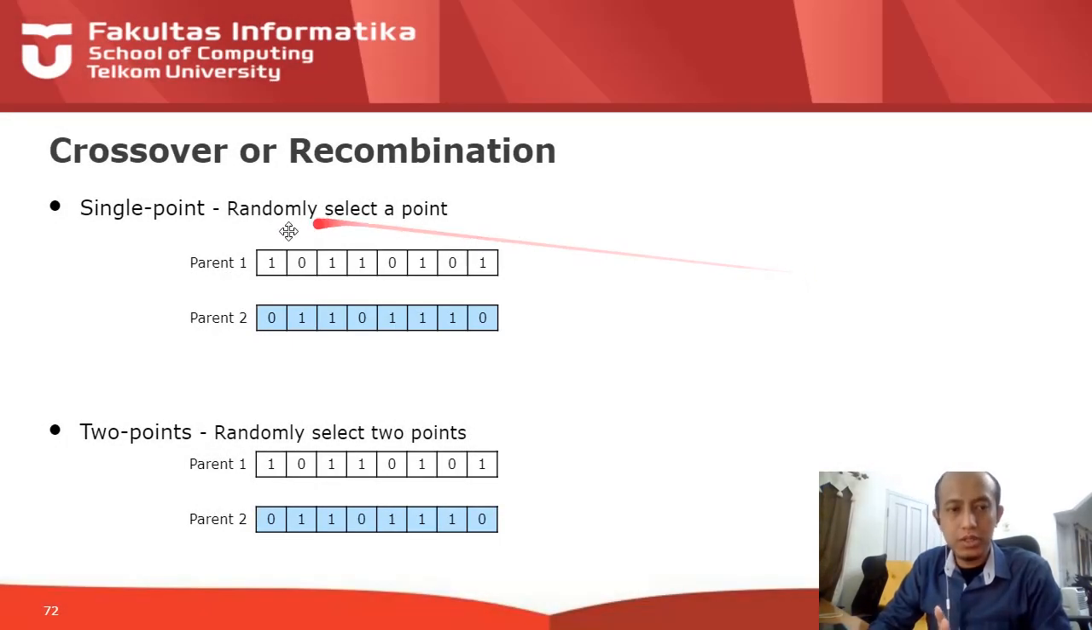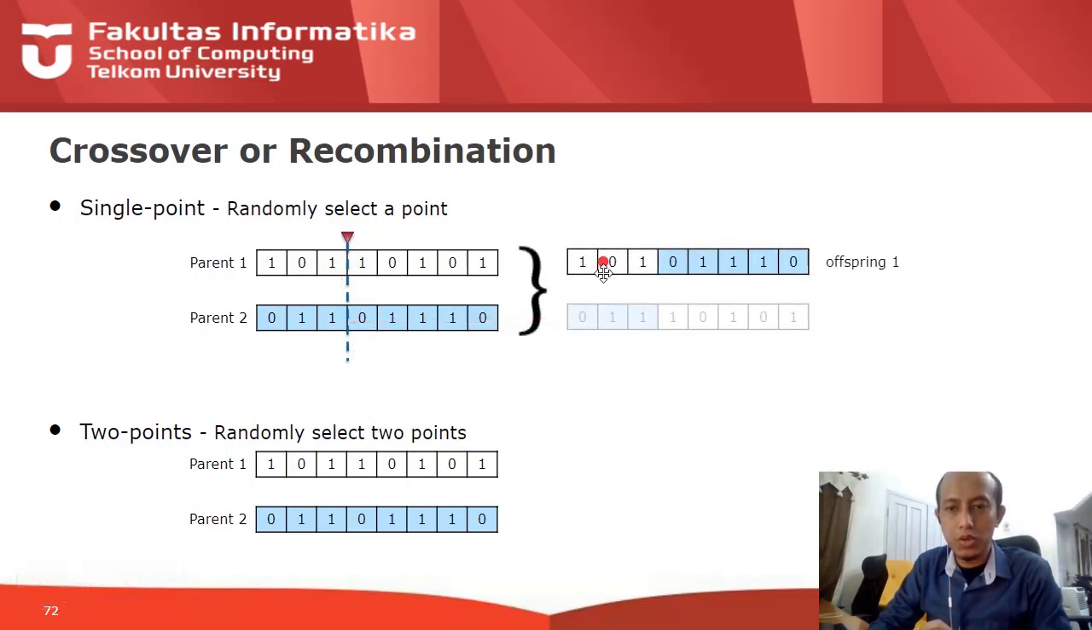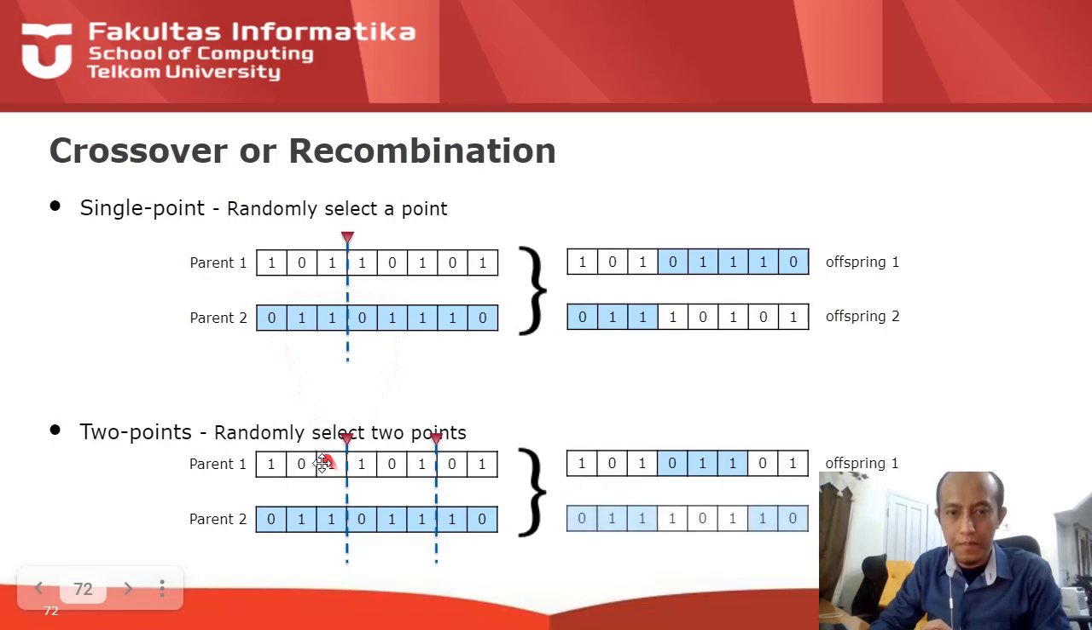To do a crossover, you need two parents. For single point, you can see here that we select a point randomly, and then we will get two offsprings using crossover of these two parents based on this point here. For 2 points, you do crossover, but using 2 points here. That results in these offsprings to the right.